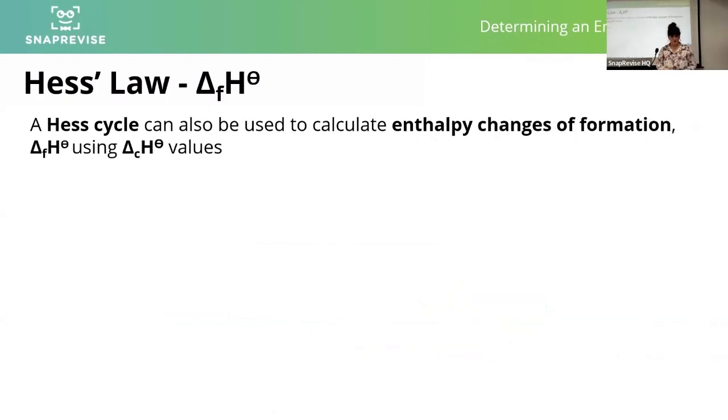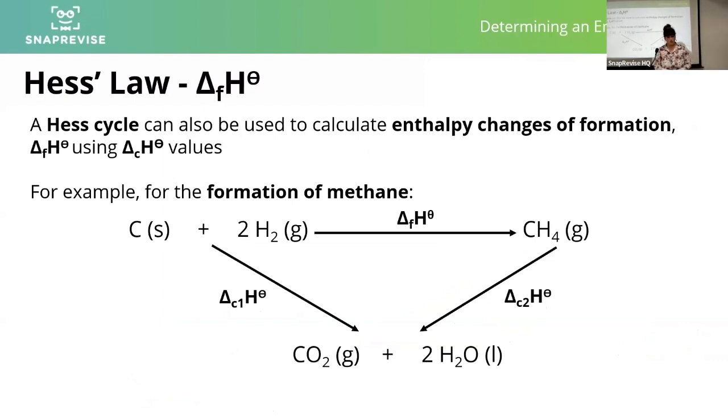So what about if we've got other data? What happens if we've got combustion data, for example? A Hess cycle can also be used to calculate enthalpy change of formation using combustion data. So for example, formation of methane. If that's the thing I'm looking to determine, again, normally we would put it across the top. It just makes it easier to see and it's a bit more uniform then.